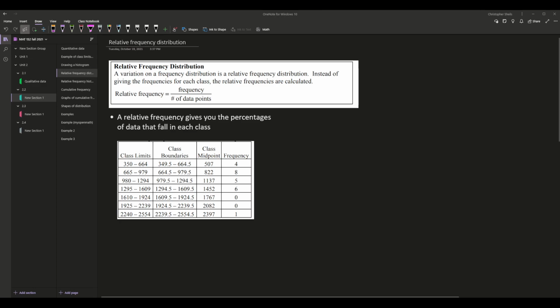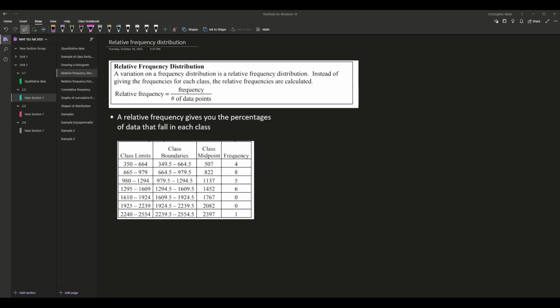So the first thing that we're going to do is pick right back up from yesterday's class, where, well, I guess maybe that doesn't make too much sense if you're just watching these videos, but we finished by talking about frequency distributions and drawing histograms. So today we're going to start out by talking about relative frequency distributions.